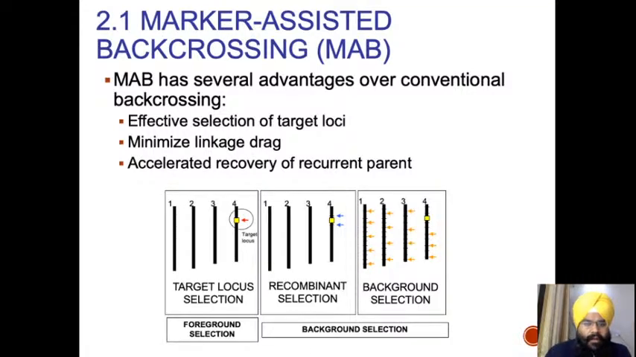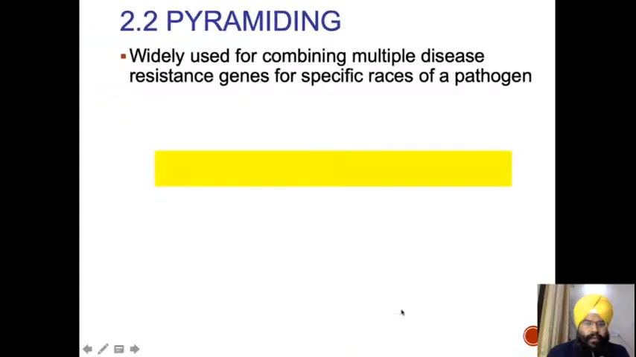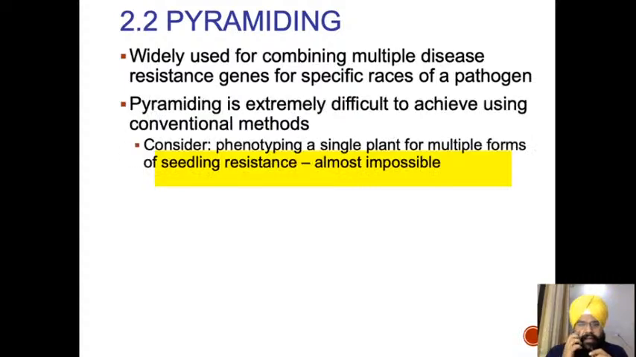So like this is the foreground selection, target loci selection, this one. But in the recombinant selection we select from the up and below. And in the background selection we are selecting from other spots also. The second part is pyramiding, which is widely used for multiple disease resistance genes for specific races of pathogens. Pyramiding is extremely difficult to achieve using conventional methods, considering the phenotype of a single plant.